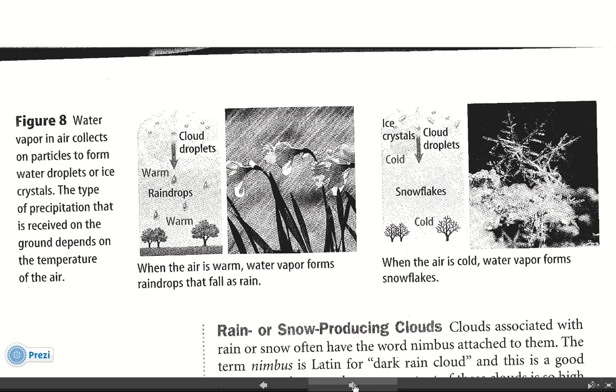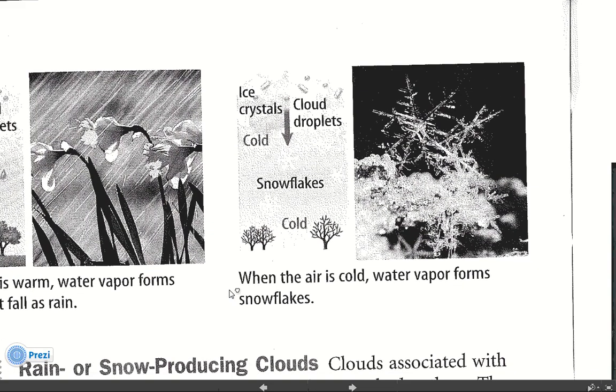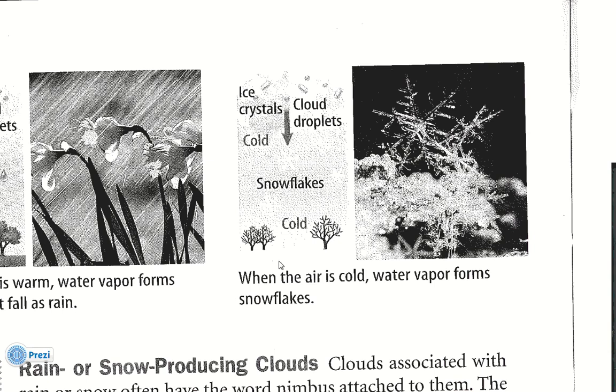All right, so water vapor in air collects on particles to form water droplets or ice crystals. The type of precipitation depends on the temperature of the air. So when the air is warm, water vapor forms raindrops that fall as rain. Then we have, air is cold, water vapor forms snowflakes. Okay, so the droplets come down solid, snowflakes. Ooh, pretty. What do you know about snowflakes? Something special.